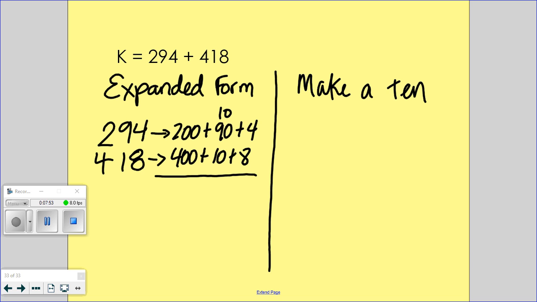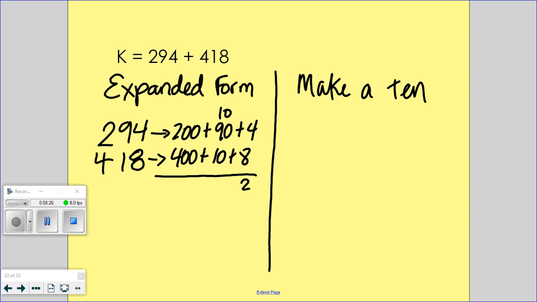Do I have anything left over? Think about it. What's 8 plus 4? 12, and I put 10 over here. Do I have anything left over? Yes. What do I have left over? You had 12, William. You gave away 10. What's left? 2. Good. Now let's add up my hundreds.